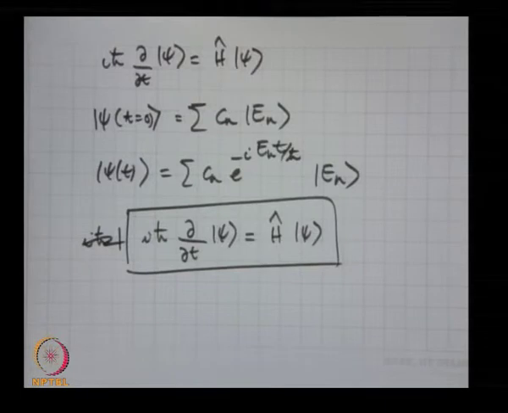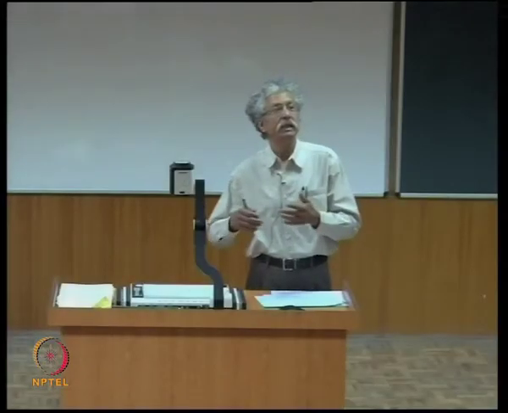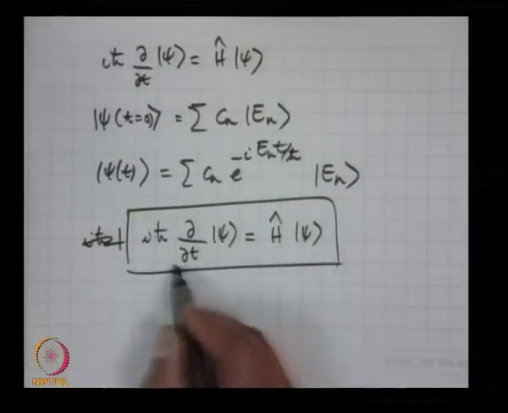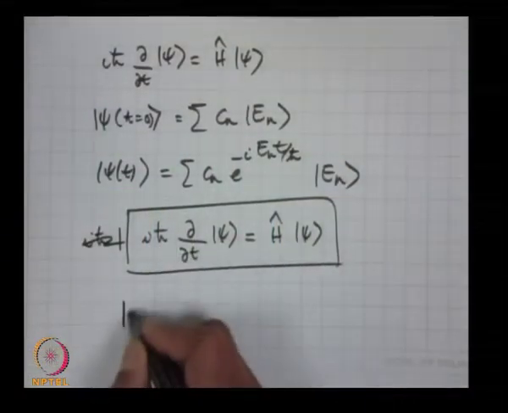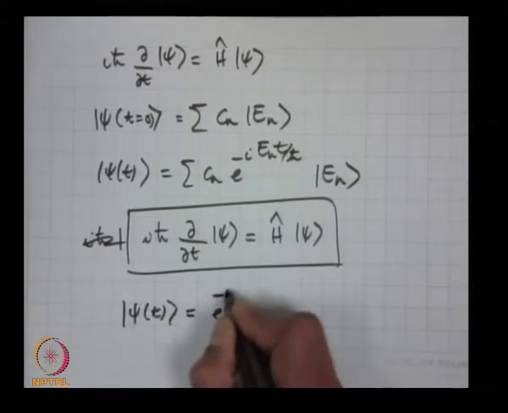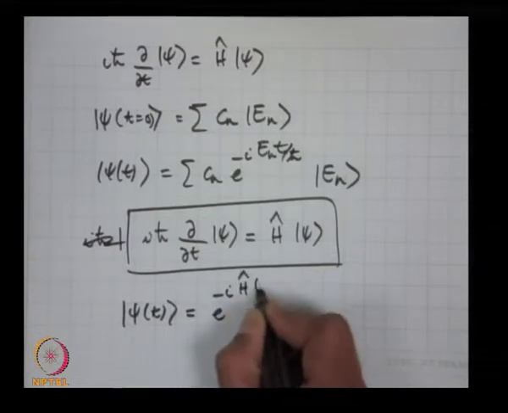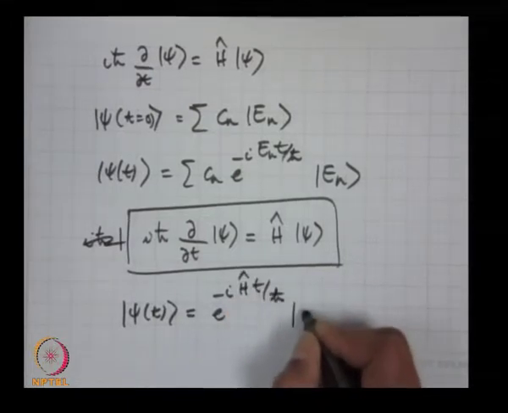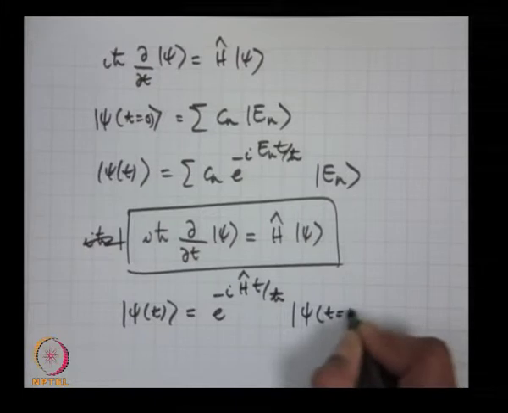Now, as I said, what is important is that the expectation value of any operator must be the same whether I look at it in the Heisenberg picture or in the Schrodinger picture. Now, if H is independent of time, I can write a formal solution of this equation like this. Psi as a function of time is equal to exponential minus i H t by h cross into psi at t is equal to 0.